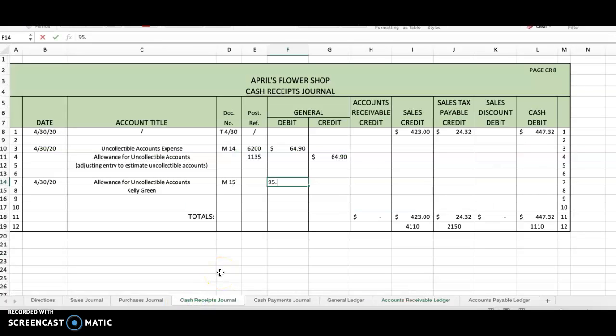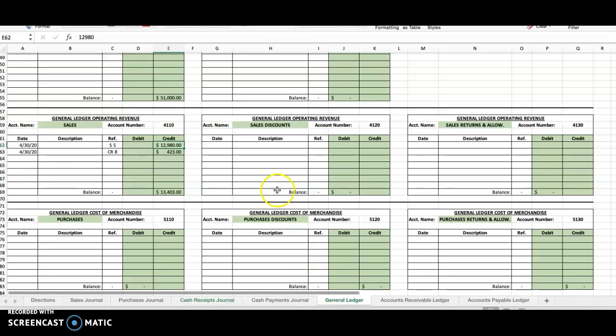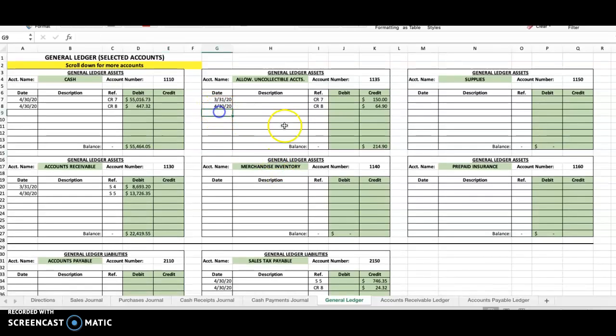So this will be a debit to the allowance account, and it will be a credit to not only her account, but also a credit to accounts receivable. So this is where the $95.50 is put. And when we post this, we will see what happens. So a debit goes to the allowance account. Let's go to our general ledger, find the allowance for uncollectible accounts, put the date. And this is cash receipts, page 8. And this will be debited.